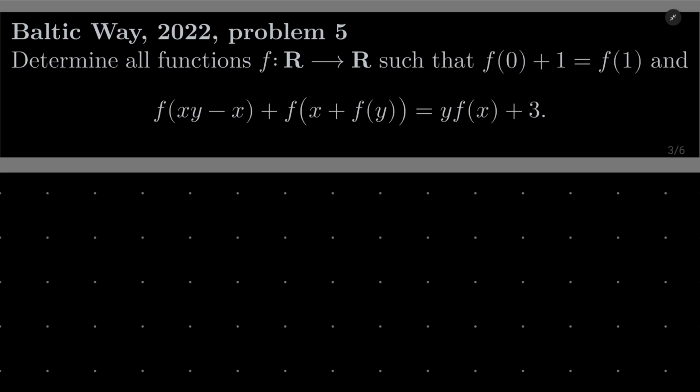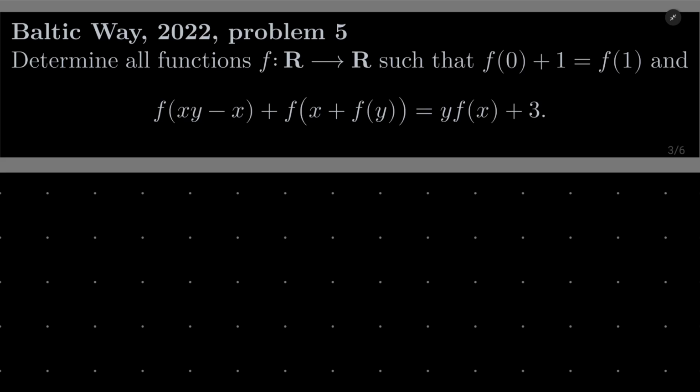Hello friends, in this video I'd like to solve the following problem from Baltic Way Mathematical Competition 2022, problem number 5. We wish to find all functions f from the set of real numbers into itself such that f of 0 plus 1 equals f of 1 and, crucially, f of (xy minus x) plus f of x plus f of y equals y times (f of x plus 3). So the second part makes this problem interesting. It's a fun functional equation.